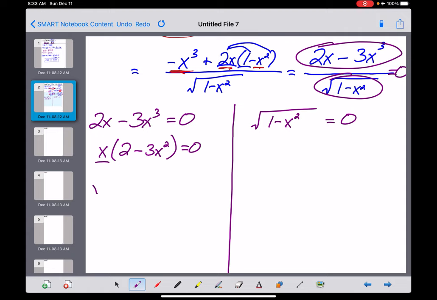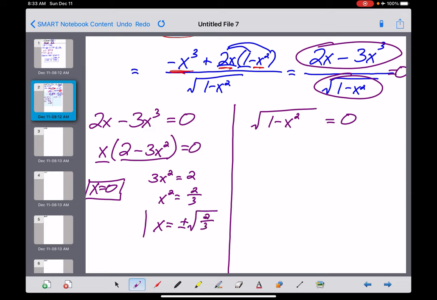From here, we're going to get x equals 0 as a critical point, and then this one's going to be a little bit more complicated. If we set that equal to 0, we'll get 3x squared is equal to 2, x squared is equal to 2/3. X then will equal plus or minus the square root of 2/3, and there we go.